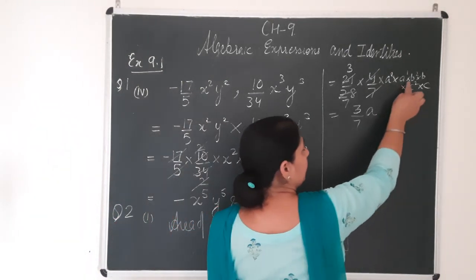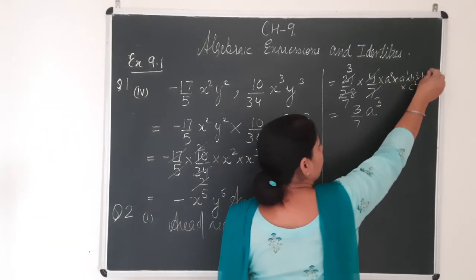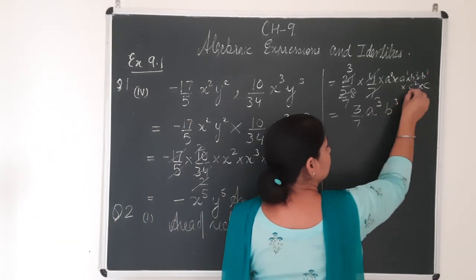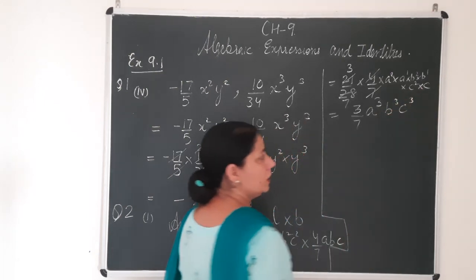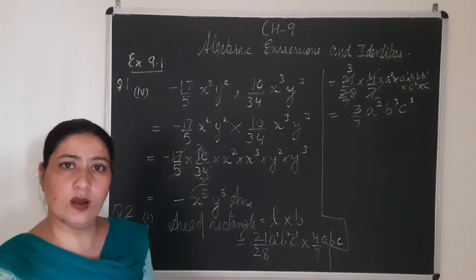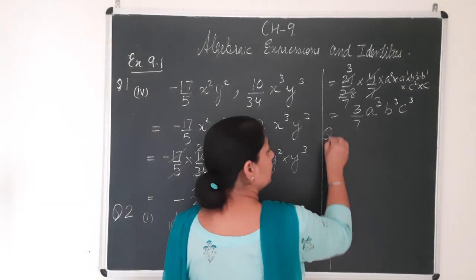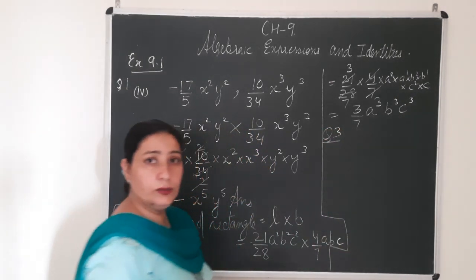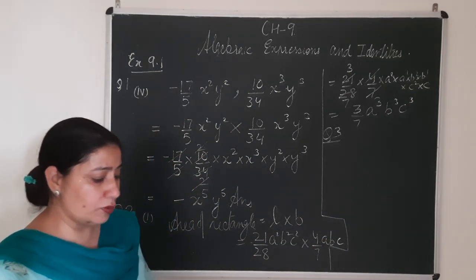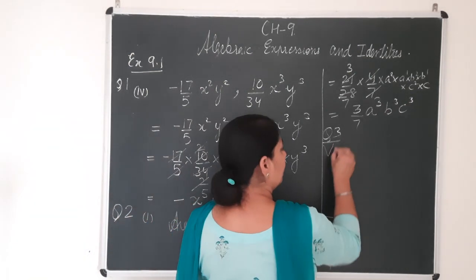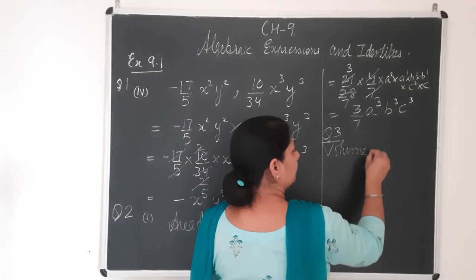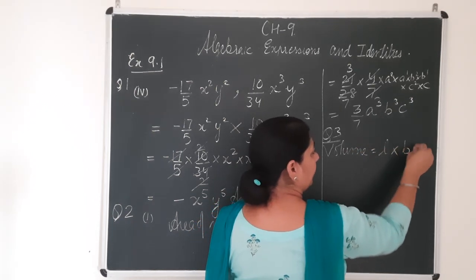So a square and a become a cube, b square and b become b cube, c square and c become c cube. So in this way you get the area of the rectangle, beta. Similarly, children, in the third question he is talking about the volume. In the previous exercise we already did this. How do you find the volume? The volume is equal to length multiplied by breadth multiplied by height.